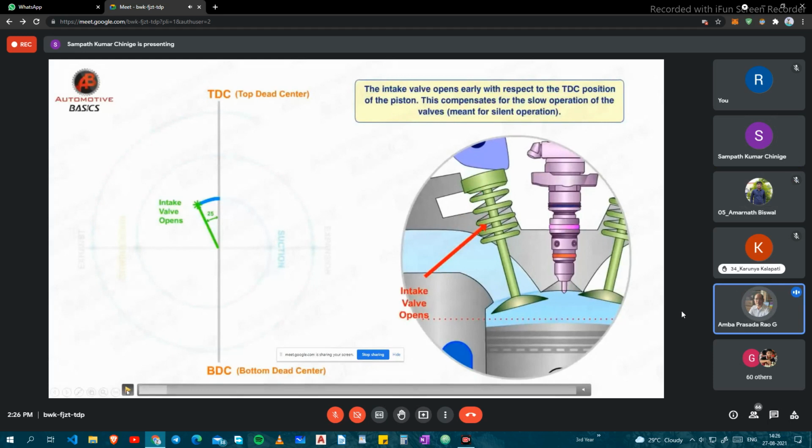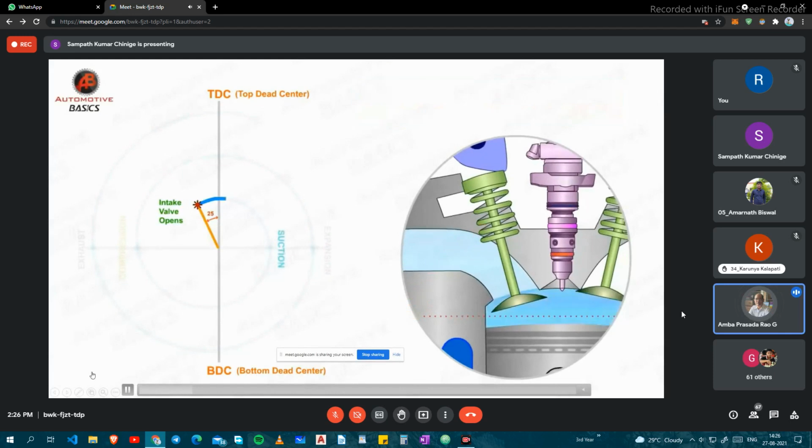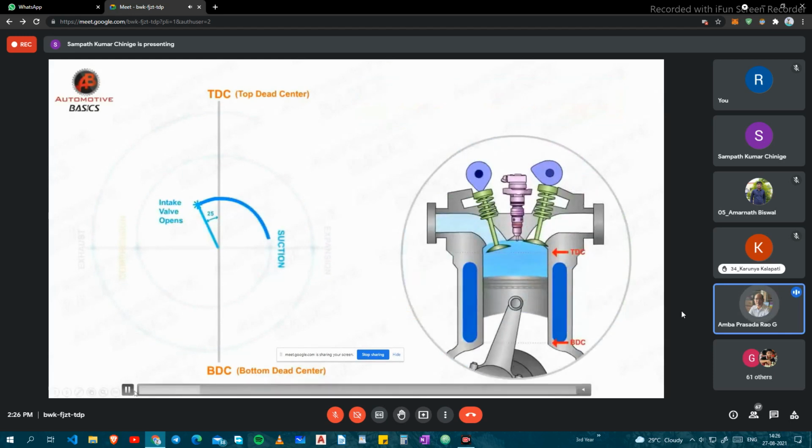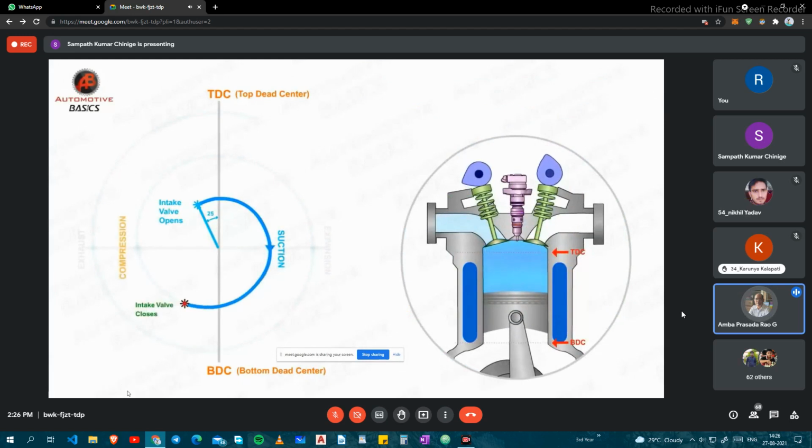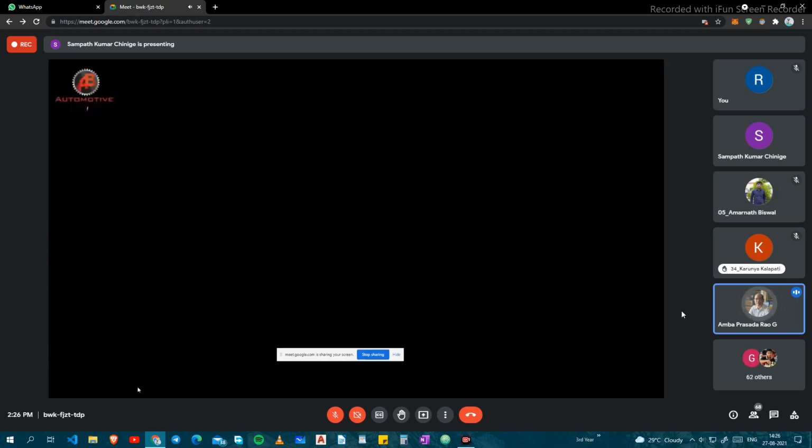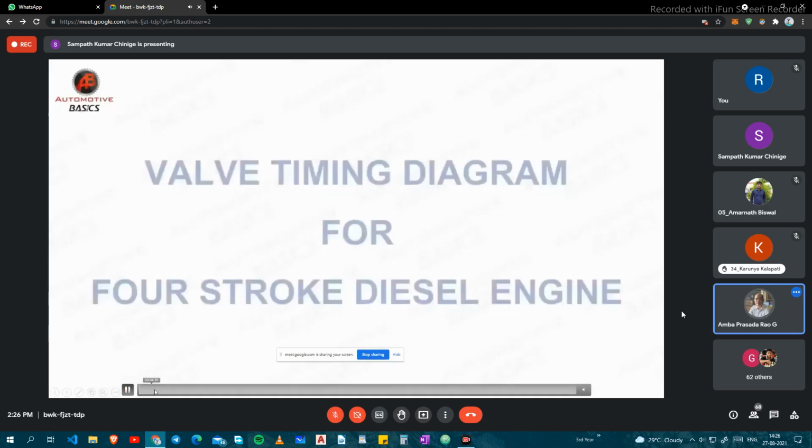This you cannot appreciate in the beginning. Just for a while, you will think that the valve has already opened. How it has opened, you will understand when we complete the whole cycle. So the valve has opened before TDC. By the time it comes to the TDC point, it will be fully open, and it will be kept open till whatever amount of charge, the amount of air, is supposed to come.